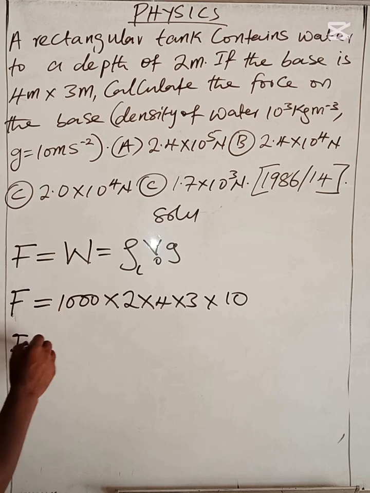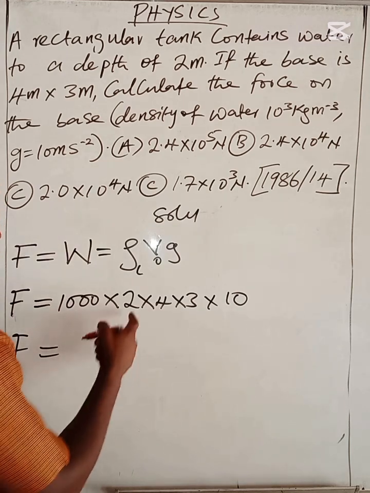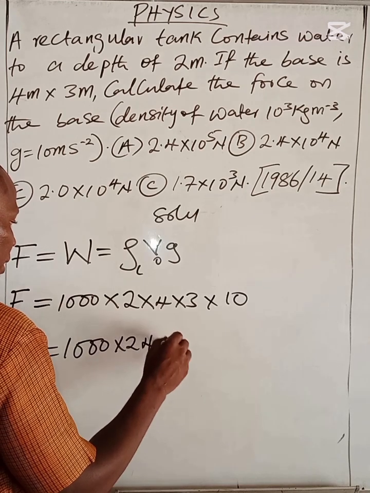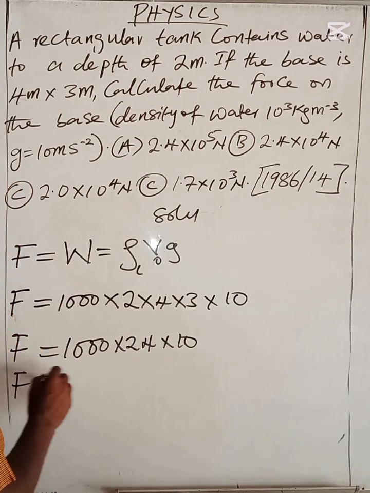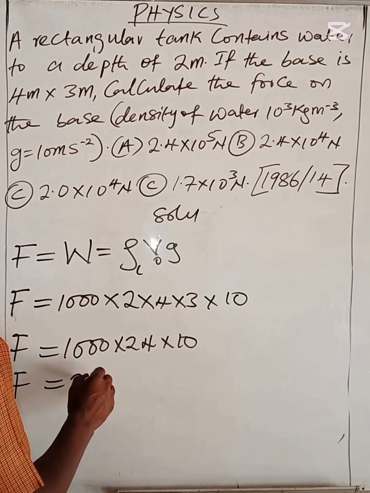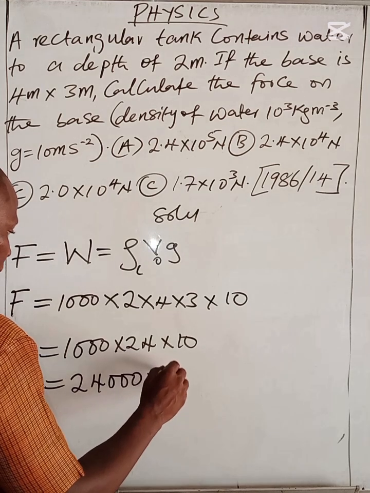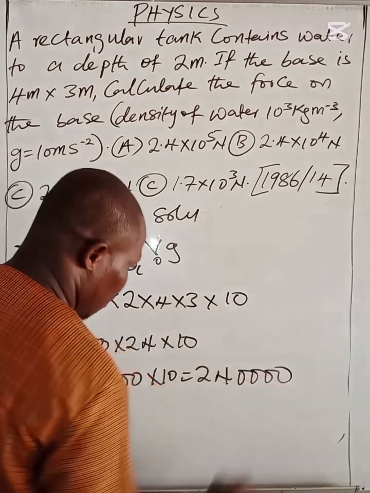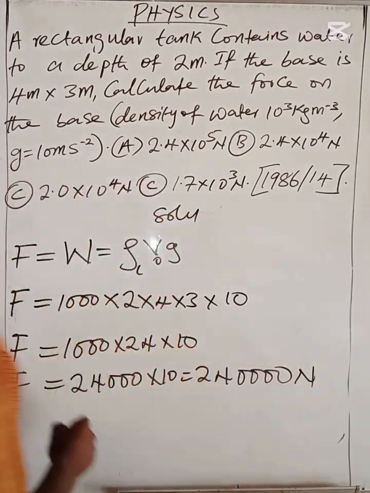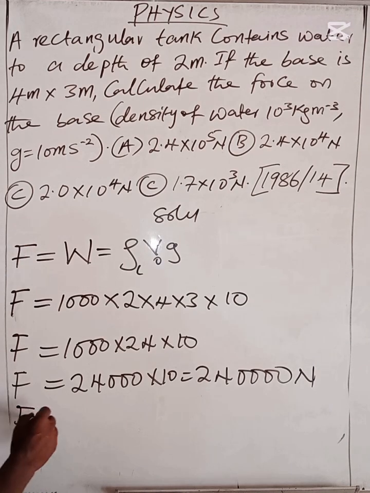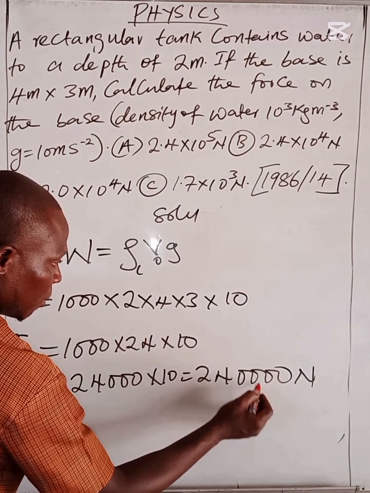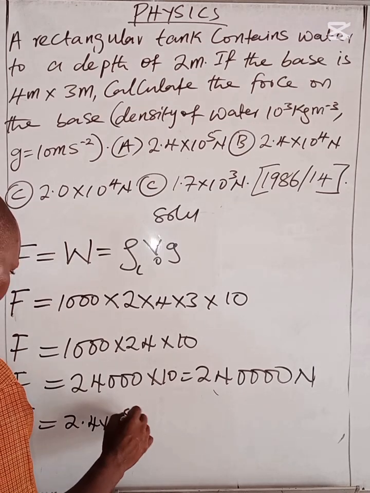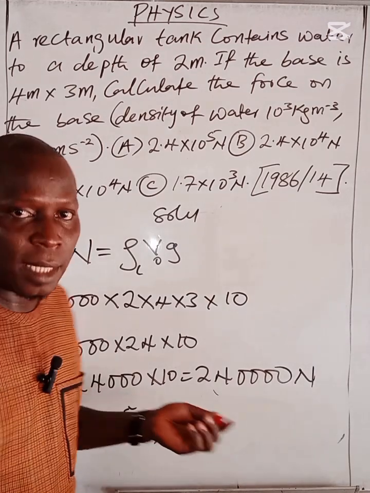So F becomes equal to 1,000 times 24 times 10. 1,000 times 24 gives us 24000, times 10, which gives us 240,000 Newton. Since the answer is in standard form, F equals 2.4 times 10 raised to power 5 Newton. As simple as that. So you have your answer.